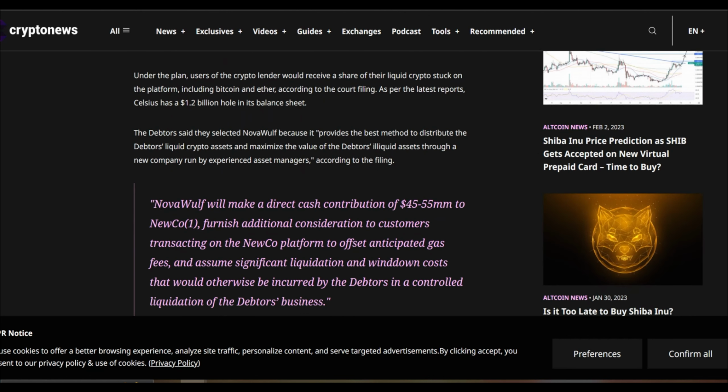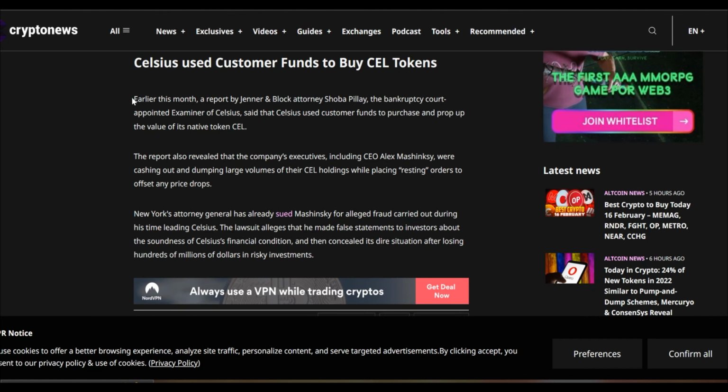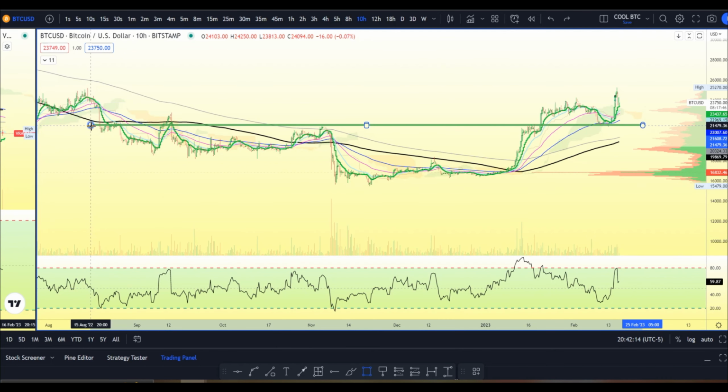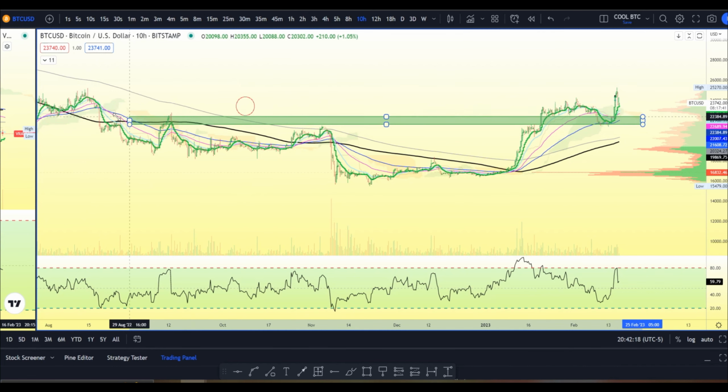So, I never held Celsius, but under the plan, the users of the crypto lender would receive a share of the liquidity stuck on their platform, including the Bitcoin, as per latest reports. And if you knew, they lost a lot of money on there, man. So, Celsius used consumer funds to buy CEL tokens. So, this was a sponsored report by Janer and Block Attorney. Man, there we go.